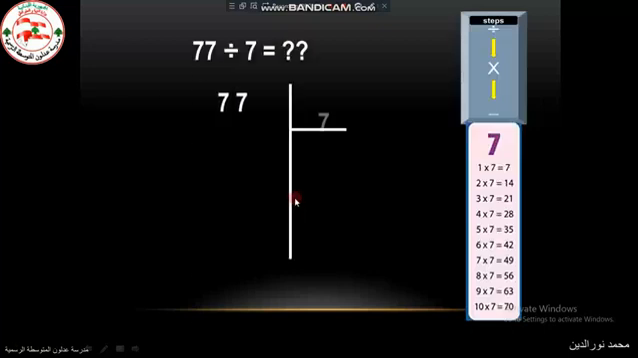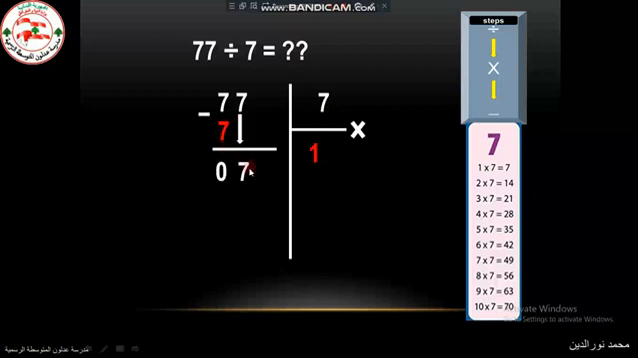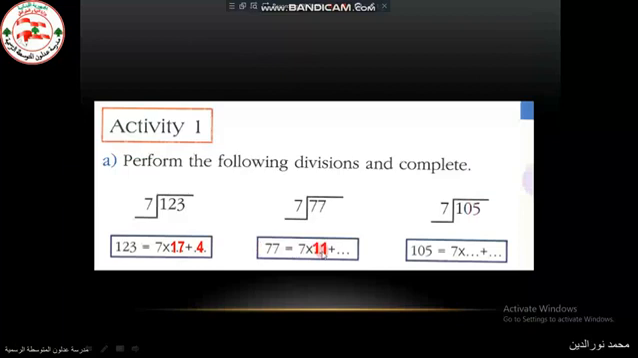77 divided by 7. We start the division operation from the left. 7 divided by 7 is 1. 1 times 7, 7. Minus 7 is 0. Then we drop down this 7. And then 1 times 7, 7. 7 minus 7 is 0. Here the quotient is 11 and the remainder is 0. So we put quotient 11, remainder 0. Then we have 105 divided by 7.